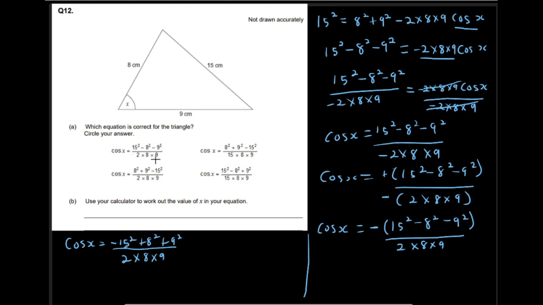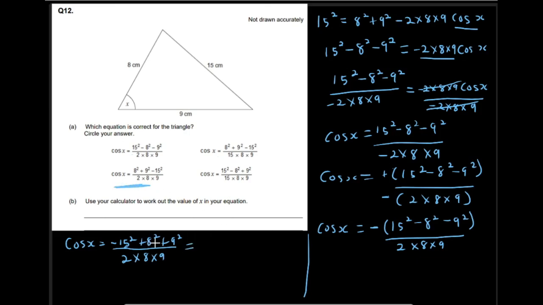No, this is not correct. Just 15 squared is negative. And then the second one, 8 squared positive, yes. 9 squared positive, negative 15 squared. No, the denominator does not agree. We have 2 times 8 times 9, not 15 times 8 times 9. And a third one, 8 squared positive, yes. 9 squared positive, 15 squared negative, yes. And then 2 times 8 times 9. So this is the correct answer here. This is the correct answer.